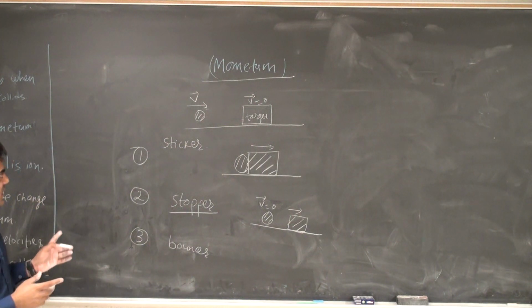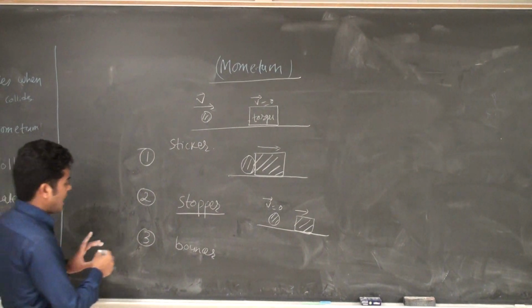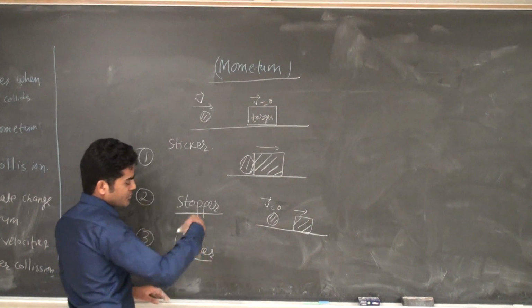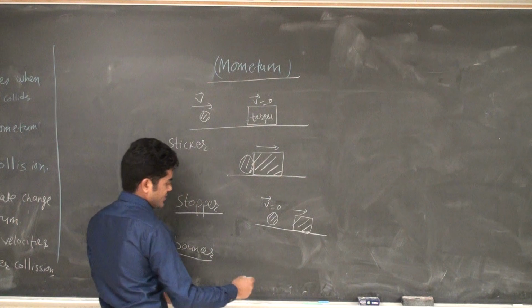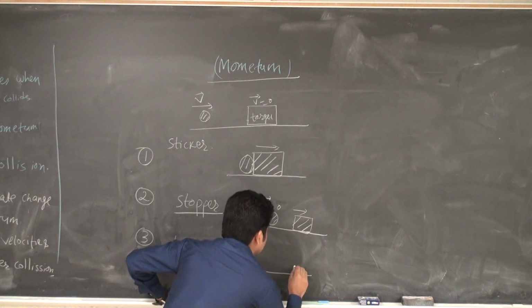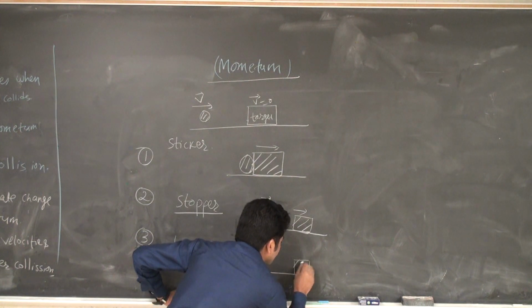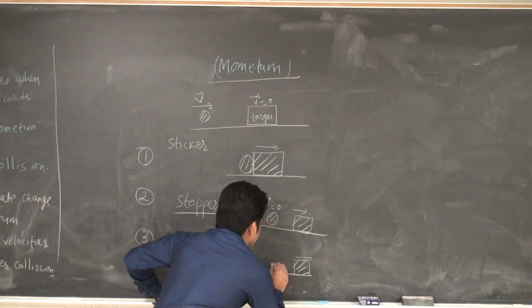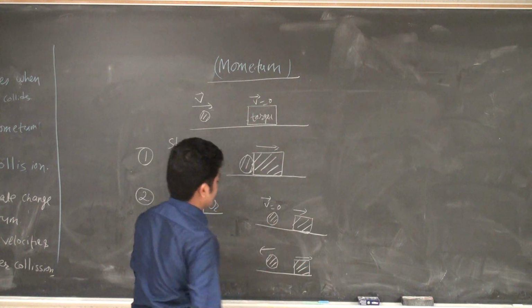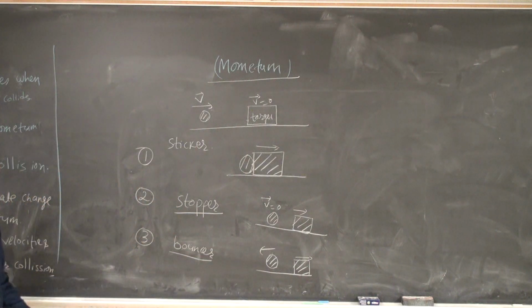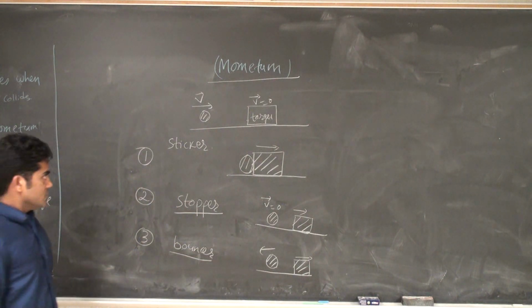Bouncer is the case in which, after collision, the target moves in the right direction and the ball moves in the left direction. So the ball actually bounces, right? This is our target, and it moves in this direction, and then the ball moves in the opposite direction. So this is the case of bouncer.